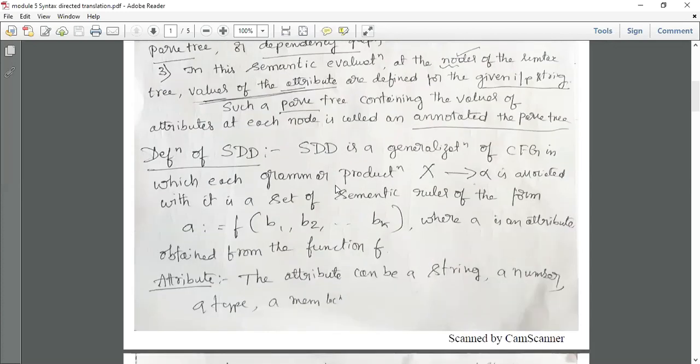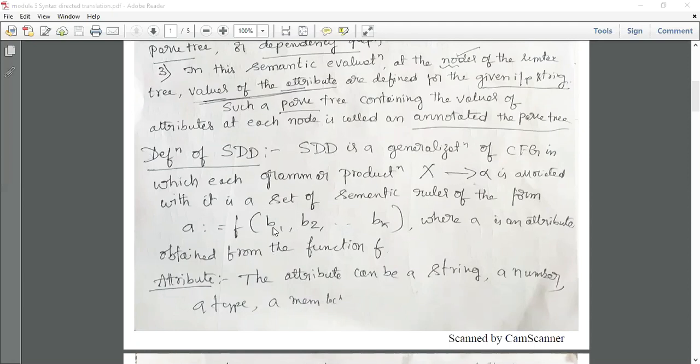Come to this definition. This is a 4 marks question; some question papers ask for the definition of syntax directed definition. So what is this syntax directed definition? It is a generalization of CFG in which each grammar has a production X tends to alpha. Every time we need to write this X tends to alpha. X is a non-terminal symbol, and alpha may consist of terminal symbols. Along with that, there is a set of semantic rules of the form A equals f of b1, b2, ..., bk. What is this f? F is nothing but a function. Some function they may give, where the left hand side A is an attribute obtained from function f.